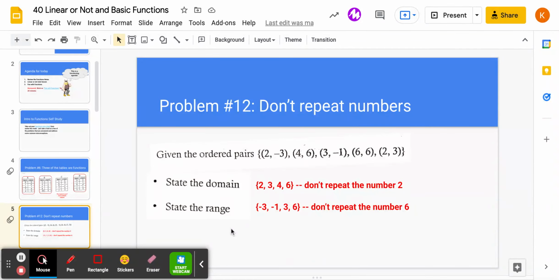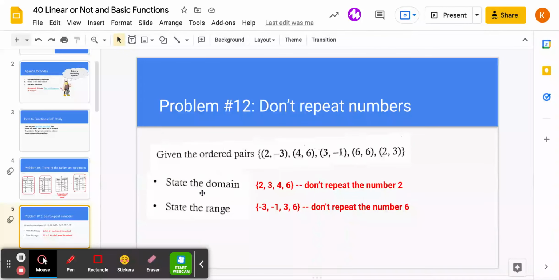The range is the output. That would be the y values in this case here: -3, 6, -1, 6, and 3. Oh no, I think you heard me say 6 twice. Don't repeat it. Just write it one time. That's all you need to do. So again, this is not a function, but we can also state the domain and the range.